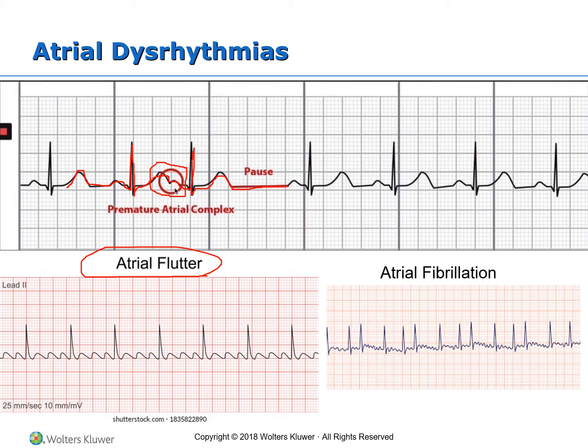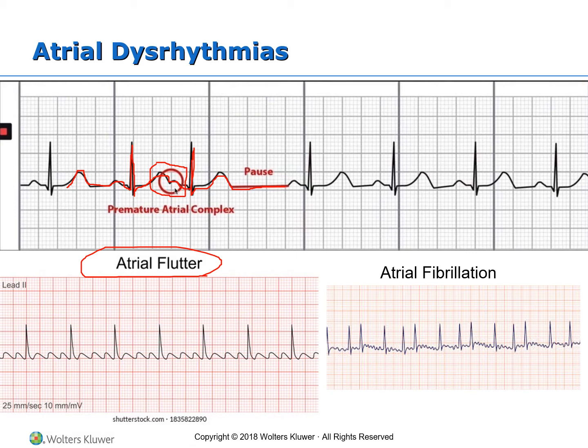AFib and atrial flutter are both serious conditions that would be treated. Treatment: you can try vagal maneuvers. The physician can order adenosine IV push. You can do electrical cardioversion.